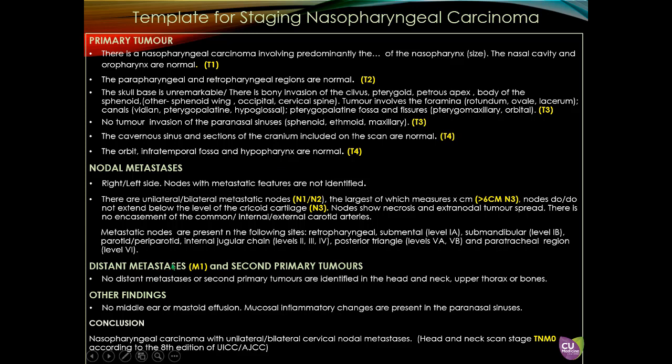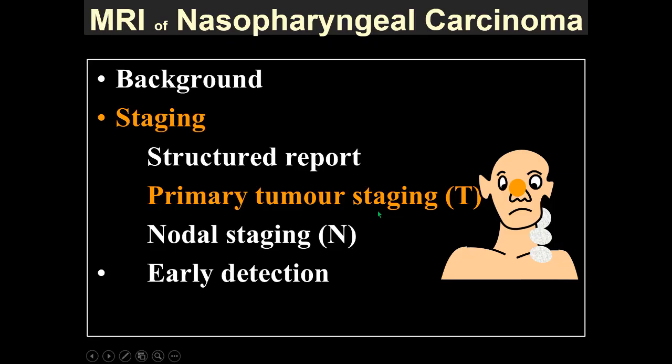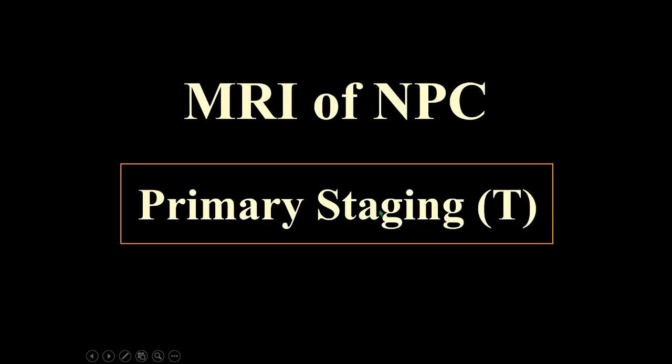We won't be looking at the body, but always when you're looking at the head and neck, you need to look for distant mets. They're not very common at diagnosis. And also second primary tumours, again, not so common in nasopharyngeal cancer. And then I usually go on to look at other findings like middle ear effusions, and always end up with a conclusion which includes the staging. So what I'm going to do now is go through the T staging and then the N staging for nasopharyngeal cancer. So let's start with the primary tumour staging.